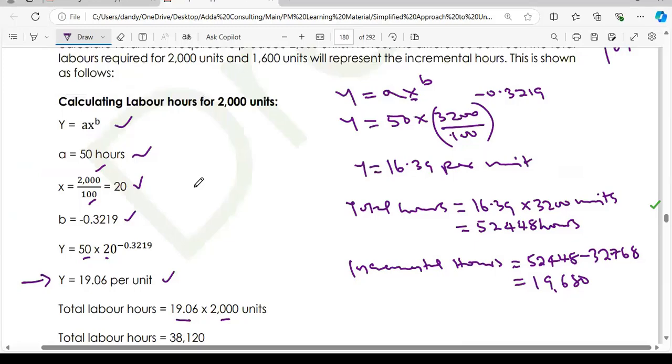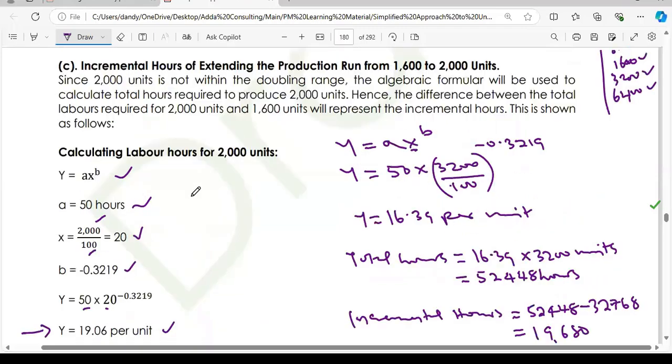If the tabular method looks so confusing for you, then you can stick to the algebraic, because the algebraic can be used for anyone, whether it's within the doubling range or not within the doubling range. So you can just master the formula, the algebraic, and then you are good to go. So let's have another illustration.